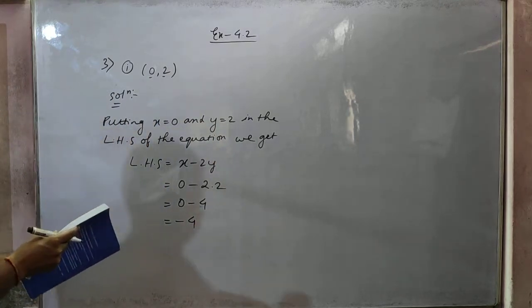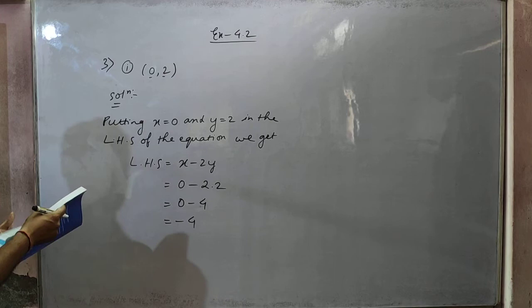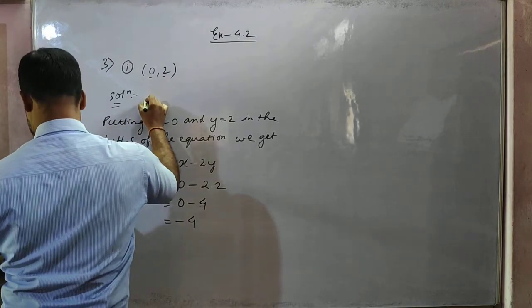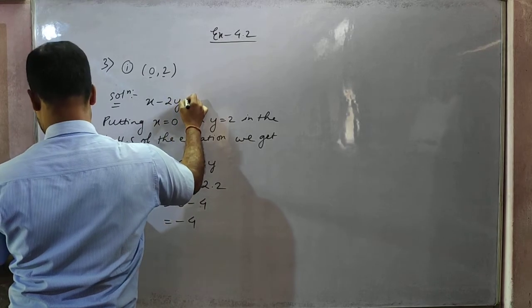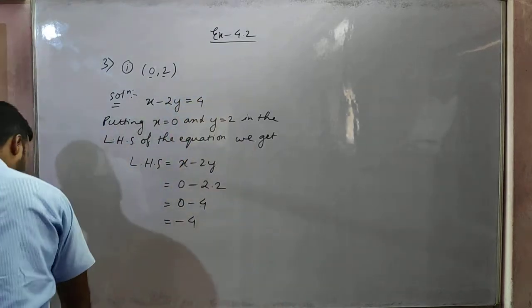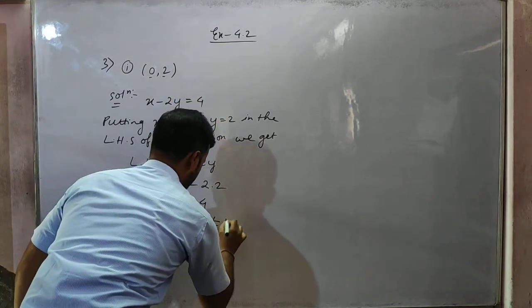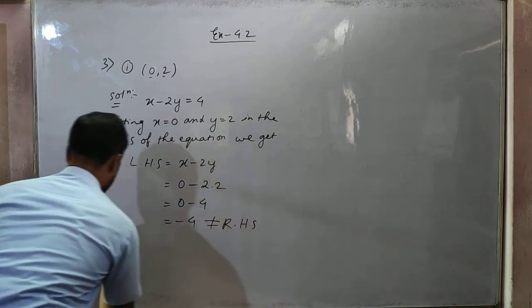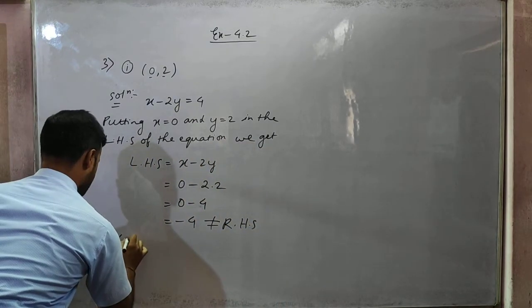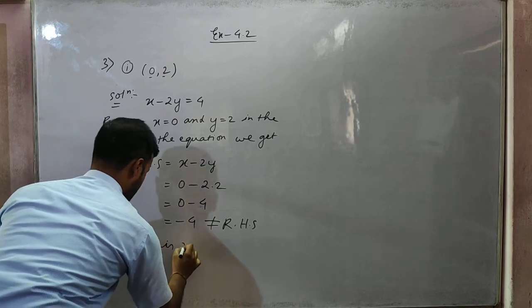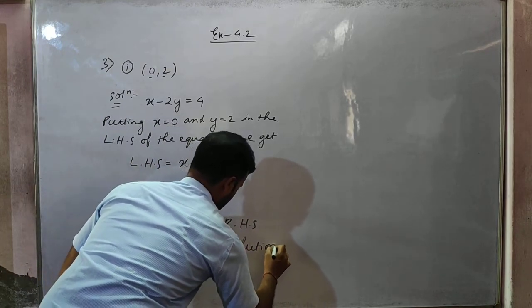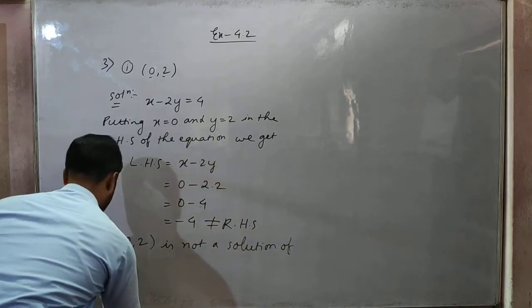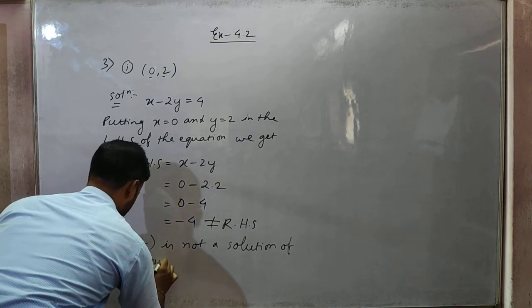But x minus 2y is equal to 4. But LHS is not equal to RHS. Therefore 0, 2 is not a solution of the equation.